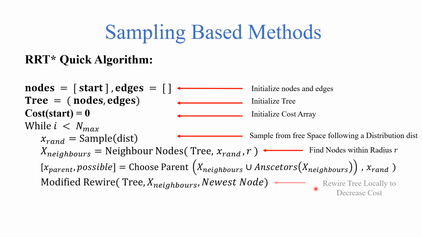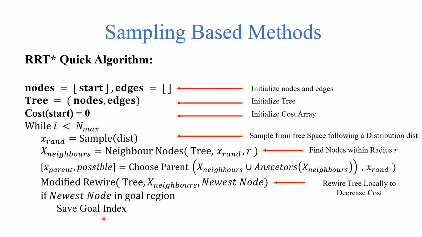Then we are going to perform a similar local rewiring to the tree to try to decrease the cost. I call this function modified rewire because, as we're going to see, there are some changes that I'm going to discuss in a few minutes. Then, as usual, if the newest node is in the goal region, then save the goal index and keep going until the number of iterations n max, and just return the path if the goal is found.